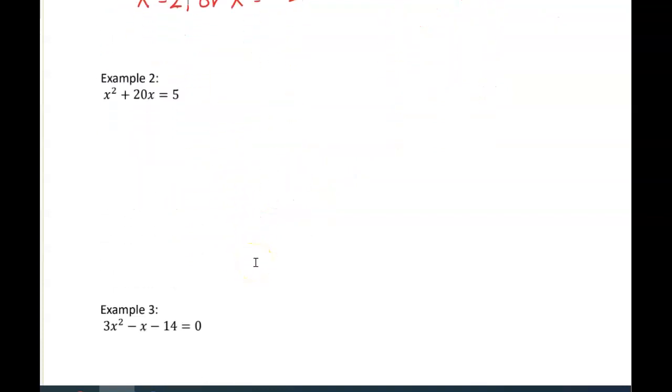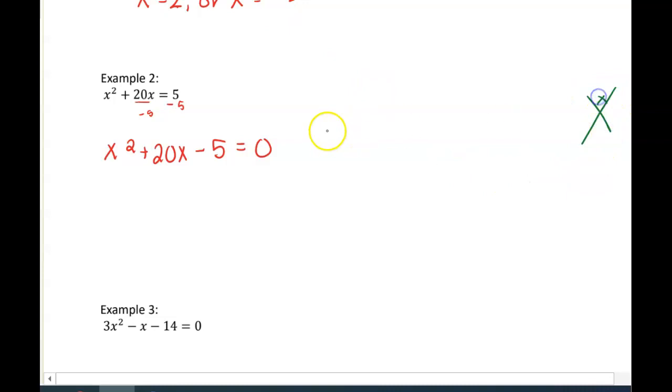Okay, now let's look at example 2. Now, generally speaking, when I solve these, if it has a b value, I'm not using square roots. I want to make it all equal to 0. So if I subtract 5 from both sides, I get x squared plus 20x minus 5 is equal to 0. Okay, now, first thing I always do is I look to see if I can factor it. Do I have two numbers that multiply to a times c, which is negative 5, that add to 20? Okay, no, there's no two numbers that this will happen for. So I cannot use factoring.